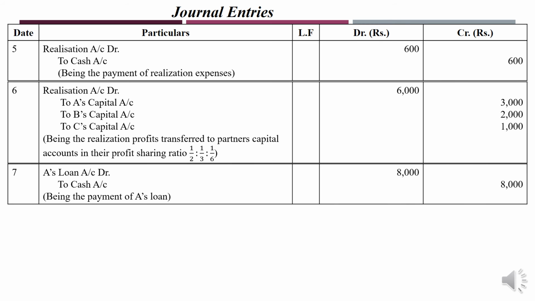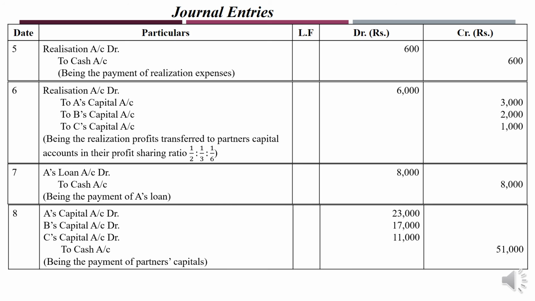Now the seventh one is loans. Their obligations are already paid, sorry, in the fourth journal entry: the creditors and bank loan are paid off. They are the outsiders' obligation. After that the remaining amount is to be used for a partner's own debt, private debt. So that is paid here. Loan account debtor to cash account.